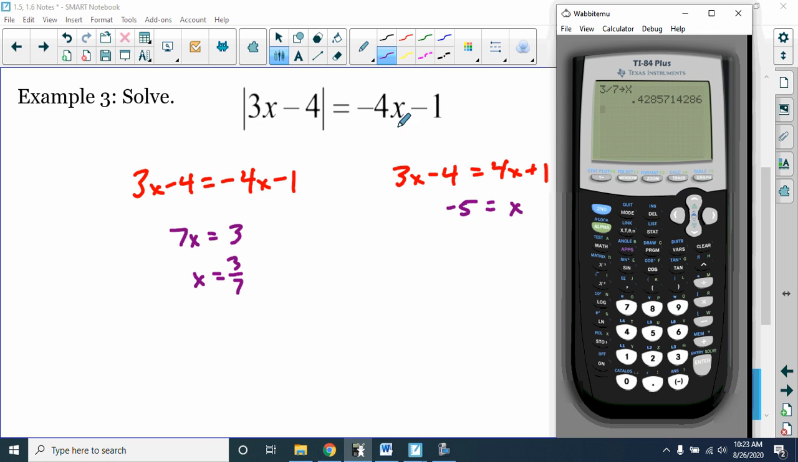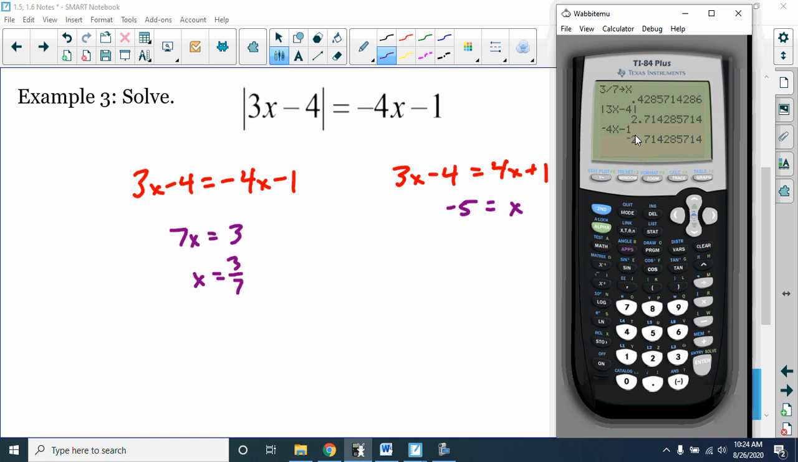So I want to type in each side of my equation. I'm going to type in this side. To get an absolute value, it's under math, scroll over to number, and then it's the first one here, ABS. And I want 3x minus 4. So when I plug in 3/7 to this side, it gives me 2.714. I want to plug in 3/7 to this side also and see if I get the same thing. Negative 4x minus 1.